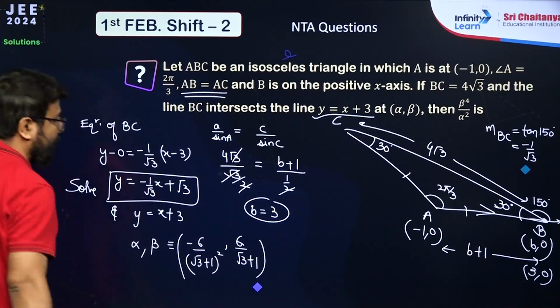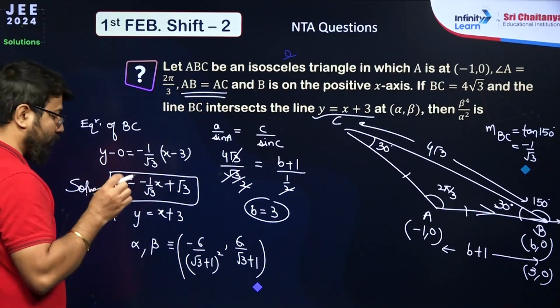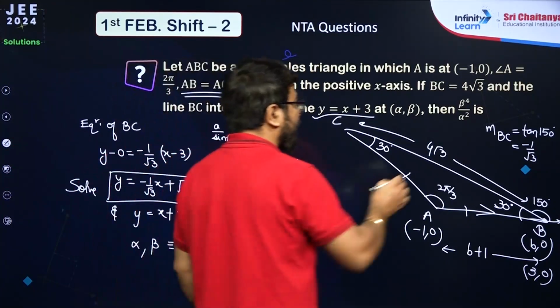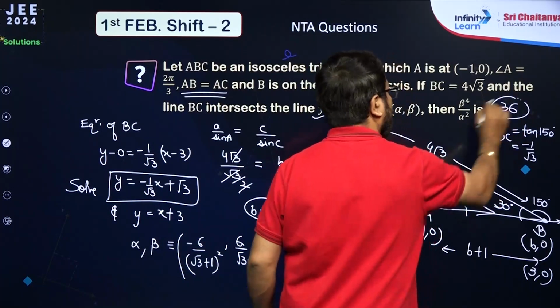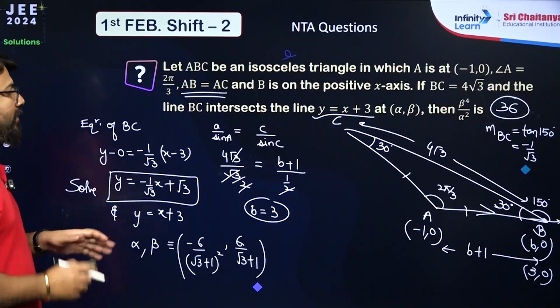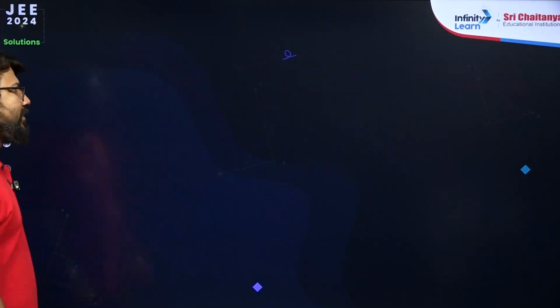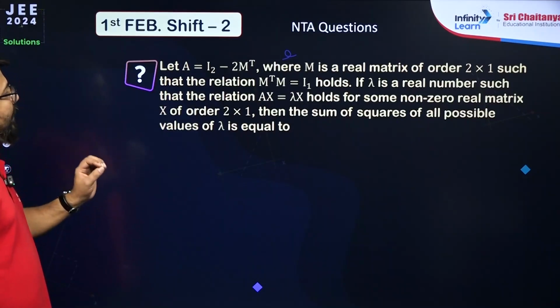Now these are the values of alpha and beta. They have asked us to find beta raised to the power 4 upon alpha square, and that will be 36, my dear students, after the simplification. That's it. So in this way we will be able to get the final answer. It will be quite calculative after this step, but yes, the conceptual part is easy. Let us move to the next problem.